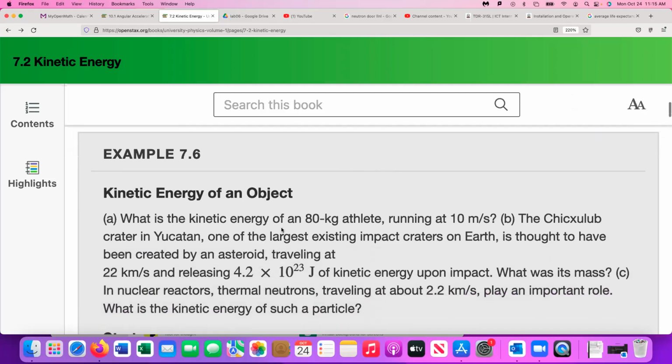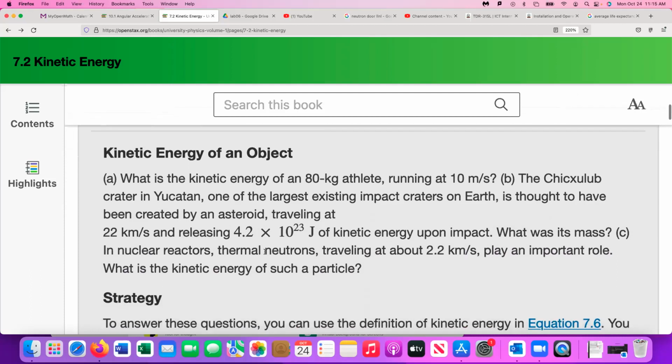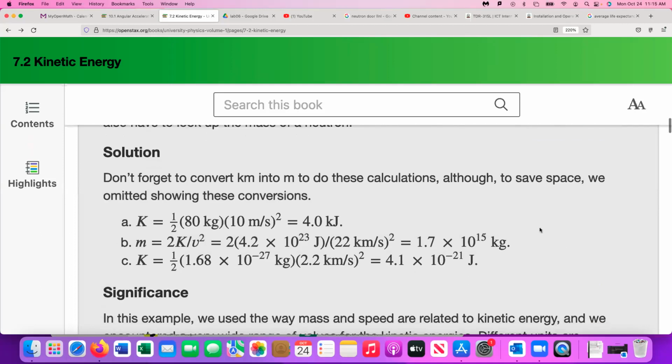Let's take a look at the crater in the Yucatan, which is one of the largest impact craters on Earth. It's thought to have been created by an asteroid traveling at 22 kilometers per second, so 22,000 meters per second, and it released 4.2 times 10 to the 23rd joules of kinetic energy. Well, that's a lot of food calories, right? Well, let's see, what was its mass, right? In this equation, mass is part of the equation, so we can solve for that, and mass equals 2 times the kinetic energy over the velocity squared. Plug in all those numbers that we know, and we get 1.7 times 10 to the 15 kilograms, which is a large amount of mass. It's a very large amount of mass.